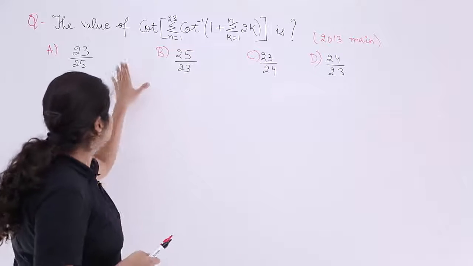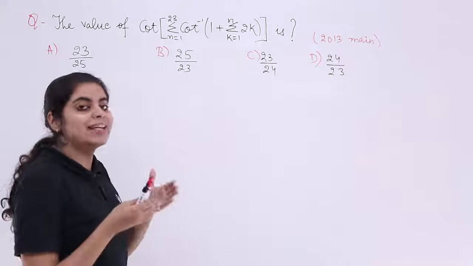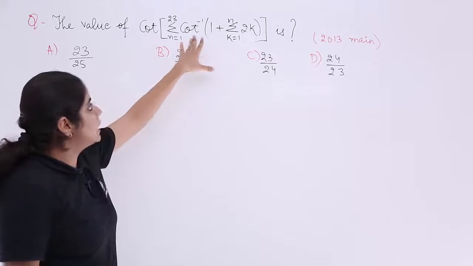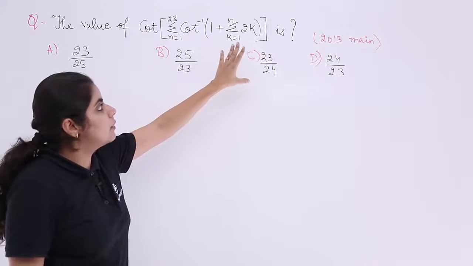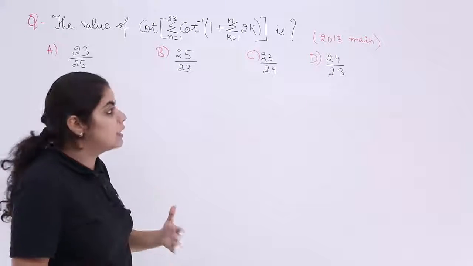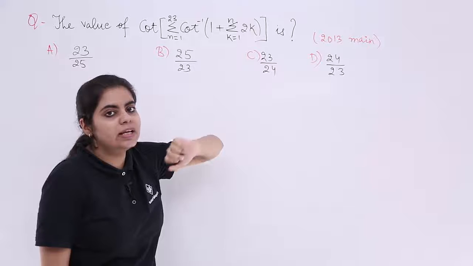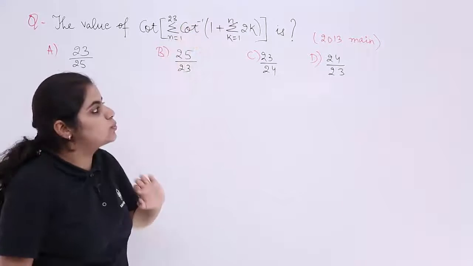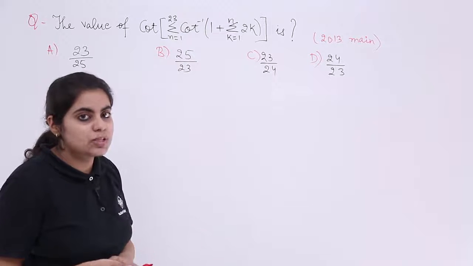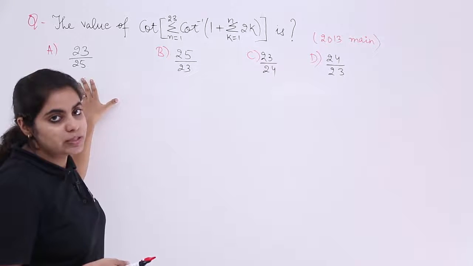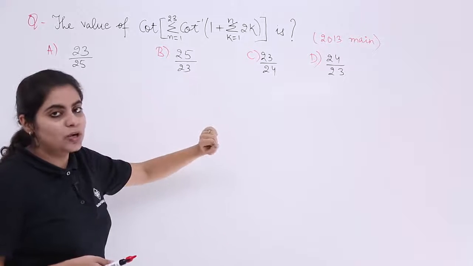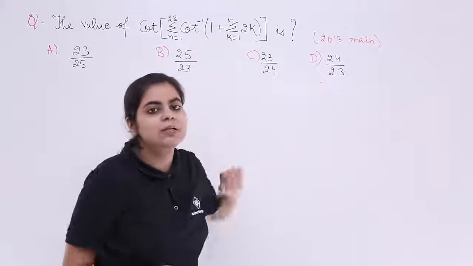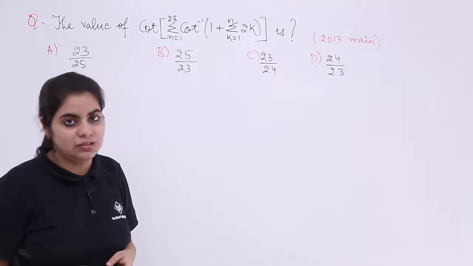The question is basically a summation question. An expression is given, you need to find out the value. The question has cot, it has cot inverse, it has 1 plus sigma 2k, and there are various limits, say k is equal to 1 to n in the first case inside, and outside we have n is equal to 1 to 23. There are 4 options to this question. The first is 23 upon 25, second is 25 upon 23, next is 23 upon 24, and the fourth, last but not the least option is 24 upon 23.